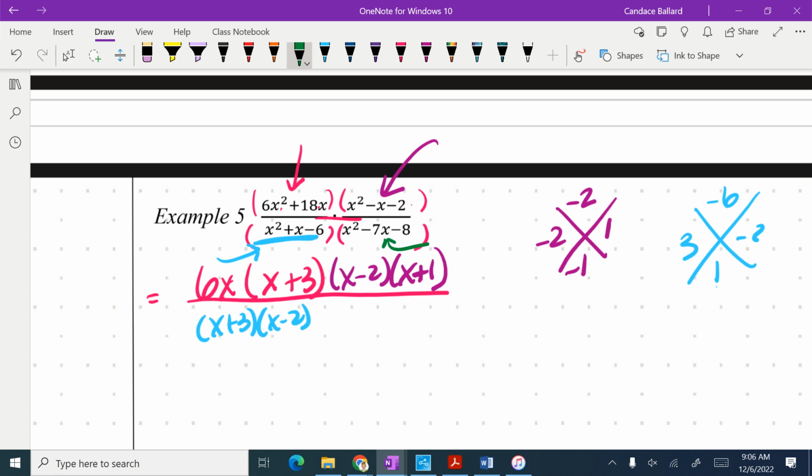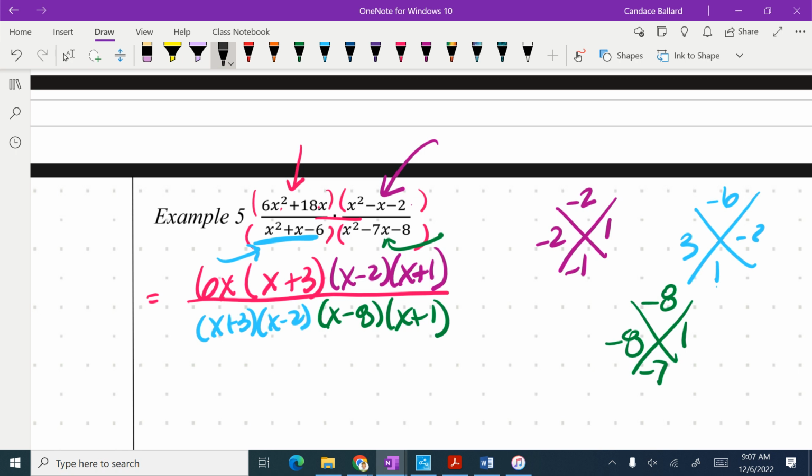All right, this last one here. Is there a greatest common factor? No. What kind of factoring do I need to do? Magic x again, good. So two numbers that multiply to -8 and add to -7. Okay, so we've got x minus 8 times x plus 1. All right, we're under all kinds of multiplication there, right?